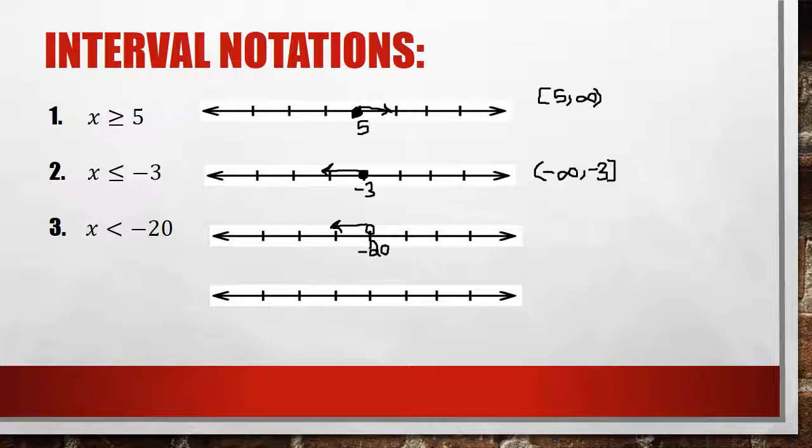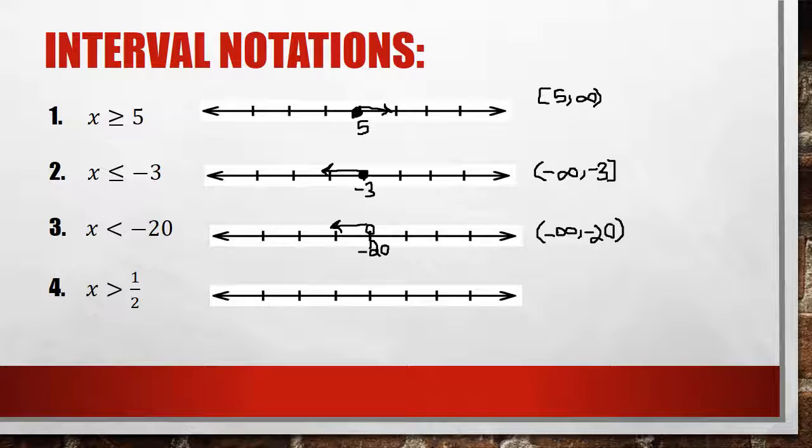Now, to put this in an interval notation, I know I don't have a starting point for my interval. My starting point is negative infinity in this case. And my numbers end at negative 20, but I'm not including negative 20. For that reason, I'm not going to use a bracket, I'm going to use parentheses, because parentheses represent that we're not including negative 20.